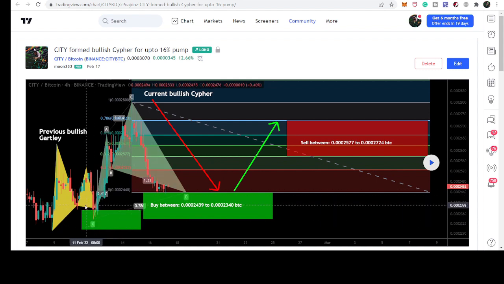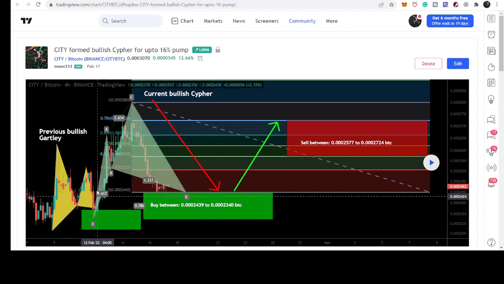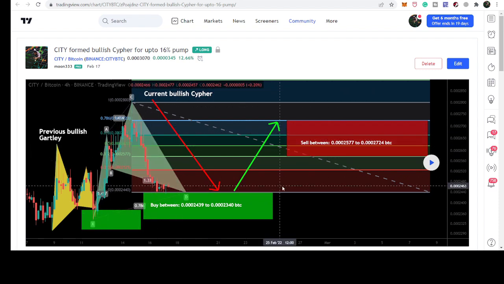from this potential reversal of the Gartley, the price formed another harmonic Cypher pattern, and our targets as per the Fibonacci sequence of the Cypher were from 2577 and go to 0.0002724 BTC, because this was against the Bitcoin pair chart.